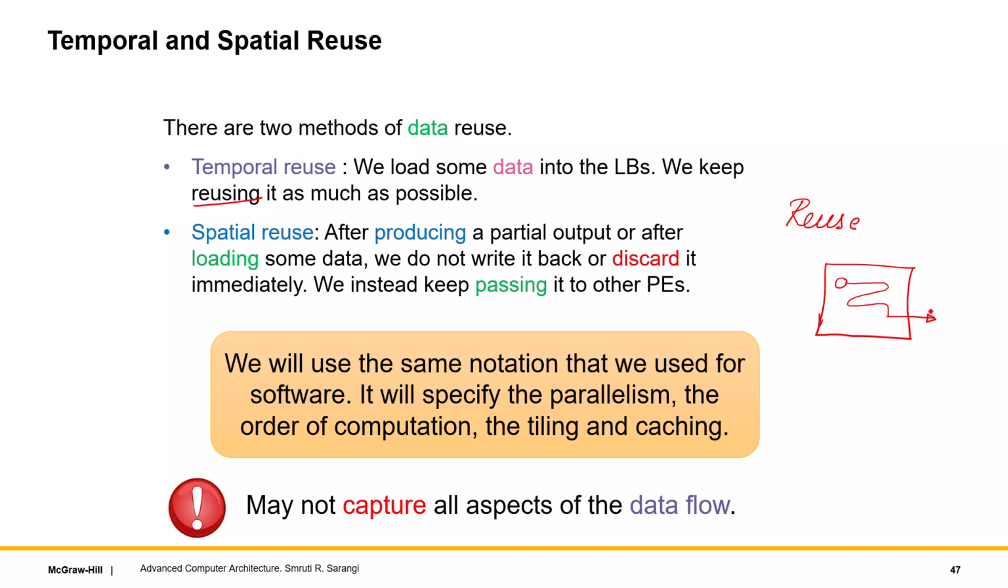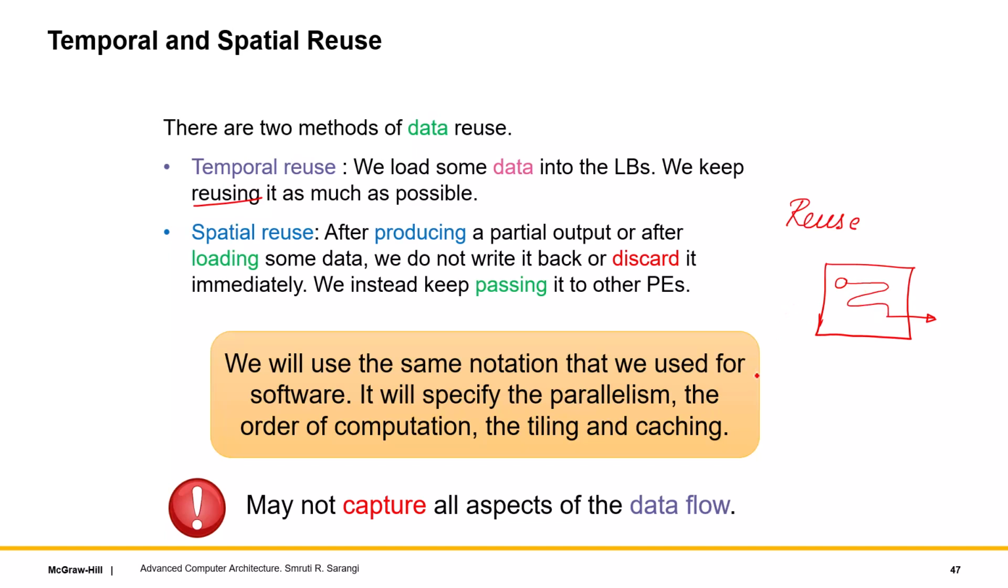So a naive algorithm would be that we get something and then we write it to memory, again we read it back, compute, write it to memory, and so on and so forth. But if I want to reuse it spatially, what I do is I read it once, do as much as I can with it, and then write it back.